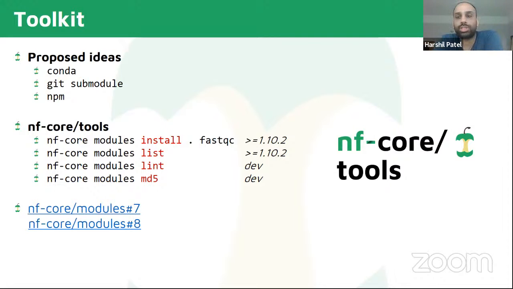So we're in the process of extending that. Some of this was already available. The install and list commands were already available in 1.10.2. And actually that's all I needed for the latest RNA-seq DSL2 implementation. But now we're adding a bunch of other stuff on top, which is cool. And a lot of this has actually been done by Kevin Menden.